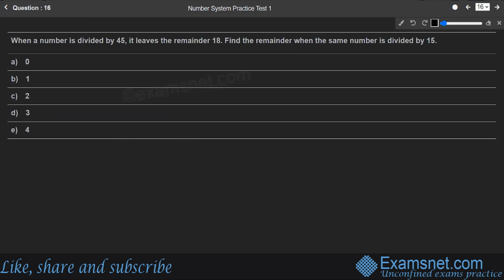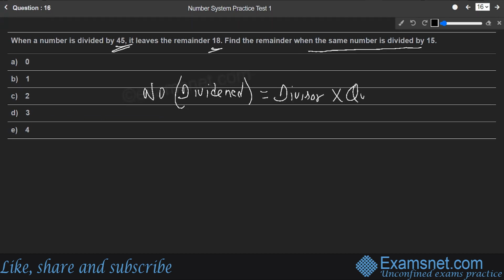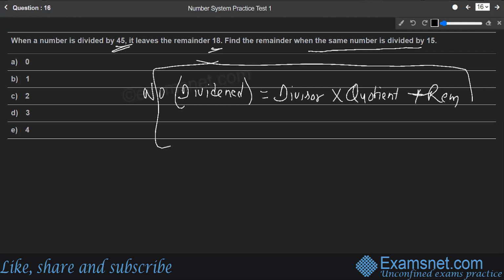Okay, when a number is divided by 45, it leaves the remainder 18. Find the remainder when the same number is divided by 15. So if you remember the basic theorem of division, any number, or we can call it the dividend, is equal to divisor into quotient plus remainder. This is what we know.